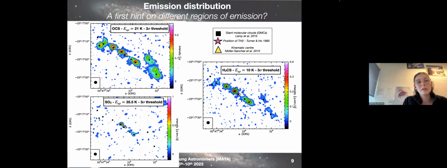There are other species that are a bit different. In the case of OCS and H2CS, we can see that they also peak in the outer part of the galaxy, even though it is shifted from the giant molecular clouds. And we see that in the case of these species, we have a relatively important lack of emission in the central part of the molecular zone. SO2 is even different because it is detected only towards the inner part of the CMZ.